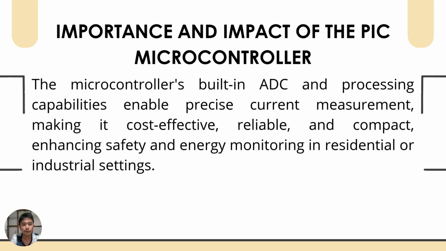Now, the importance of the PIC microcontroller. AC signals are constantly changing, 50 to 60 times per second, depending on the region. Measuring these fast, fluctuating signals with accuracy is not possible with simple analog tools.